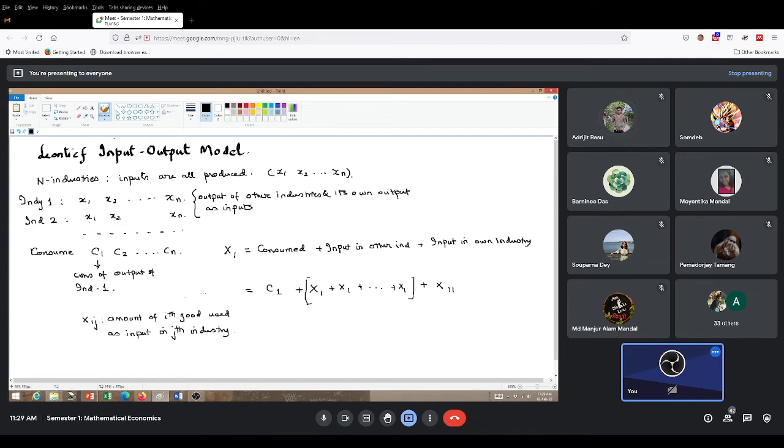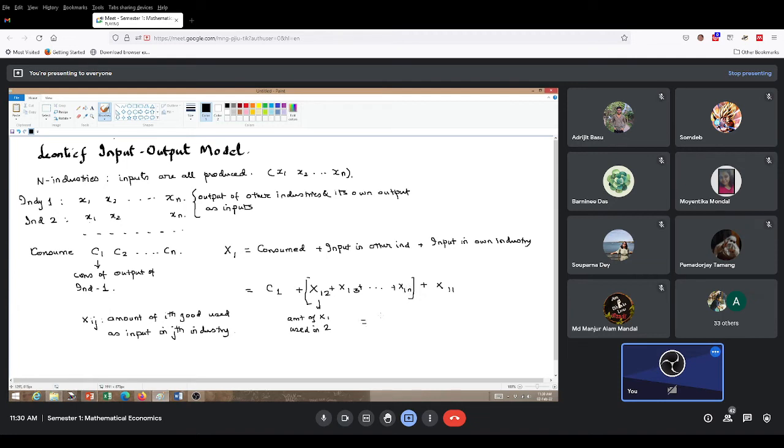Let us look at the amount of X1 being used in the second industry. What will it be? Not i2, amount of first commodity used in second industry. This will be x12. Used in 2. What is the amount used in 3? x13. And so on up to x1n.